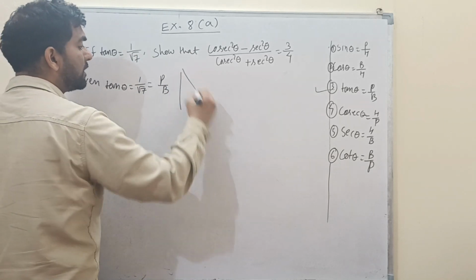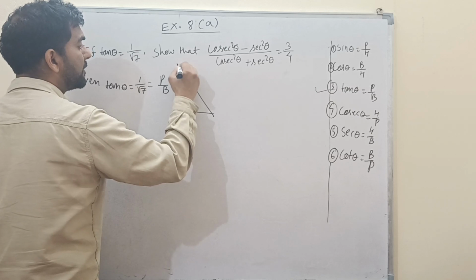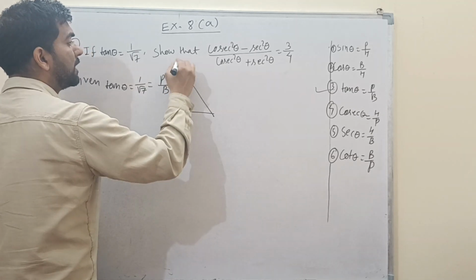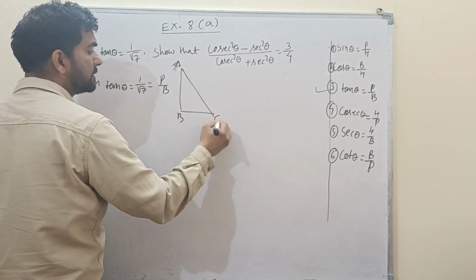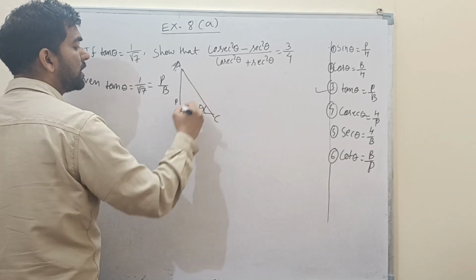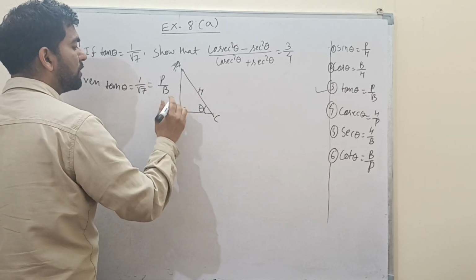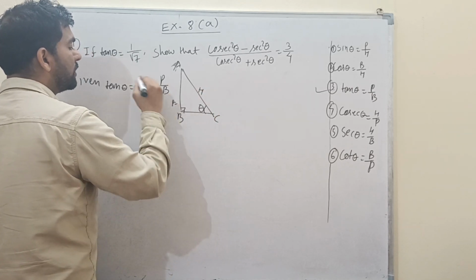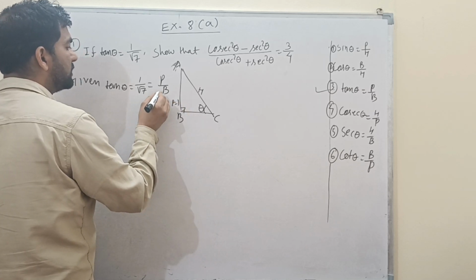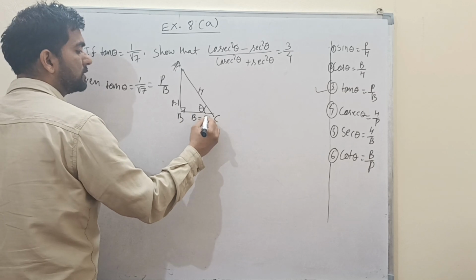Always draw a right angle triangle, as I said already. I will name it A, B, C. This is theta. Opposite to theta is perpendicular, and opposite to 90 degrees is hypotenuse. So perpendicular we got already as 1, hypotenuse is not given, but base we have. Base is root 7.